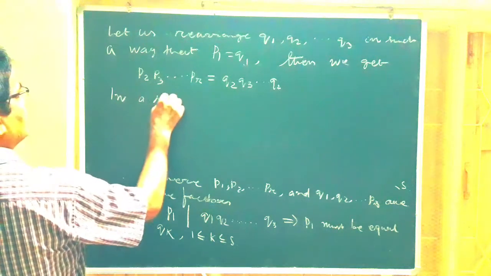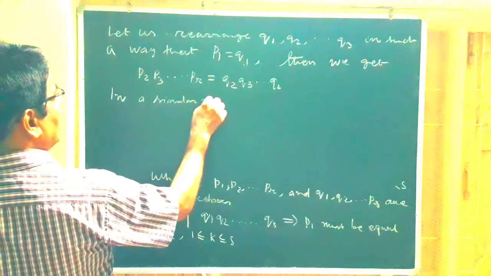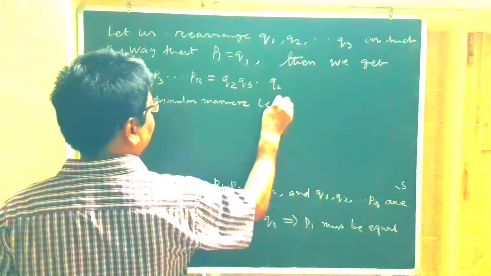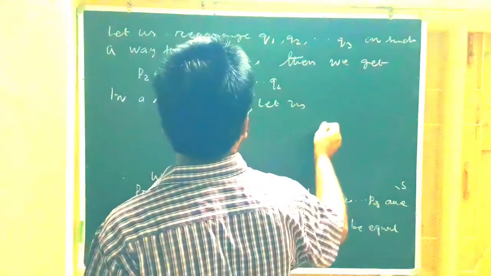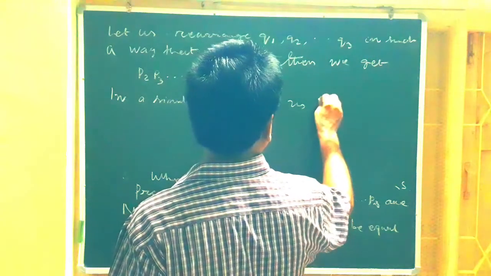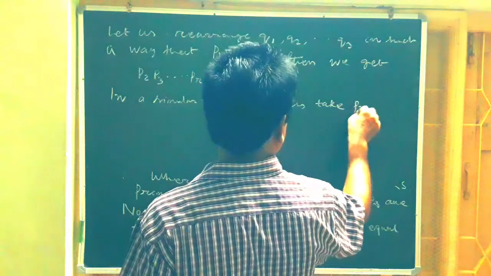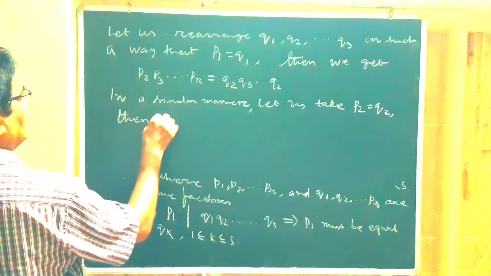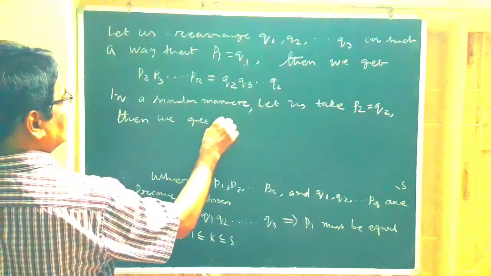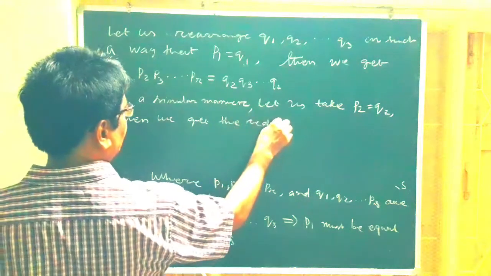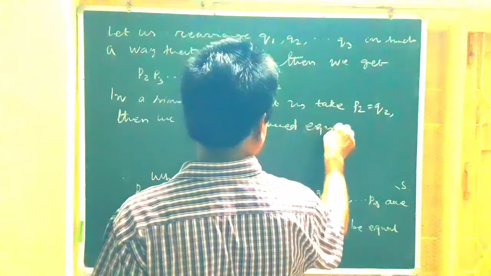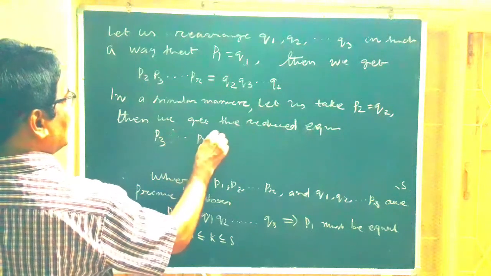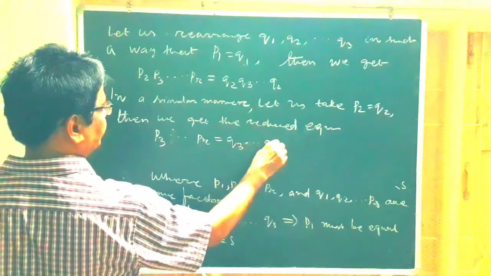In a similar manner, let us take P2 is equal to Q2. Then we get the reduced equation P3 Pr is equal to Q3 Qs.